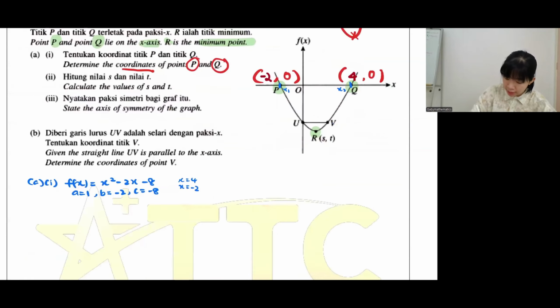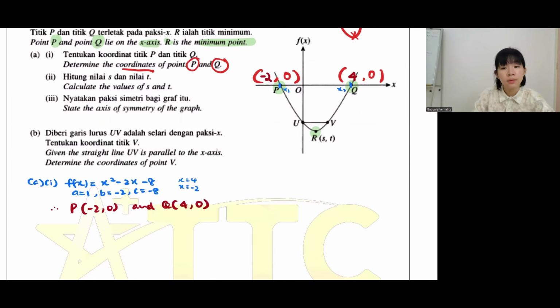Okay, so we got P and Q ready. So the coordinate for P is negative 2, 0. And coordinate Q is 4, 0. So you just write the coordinate, you get 2 marks.